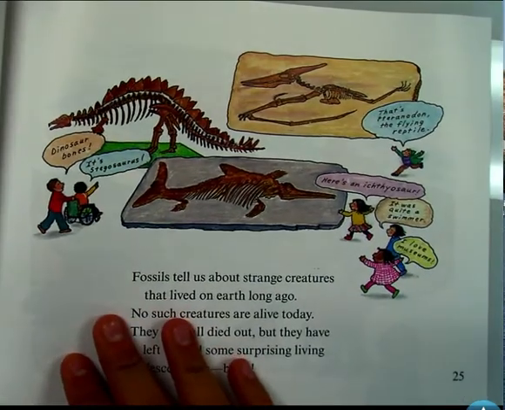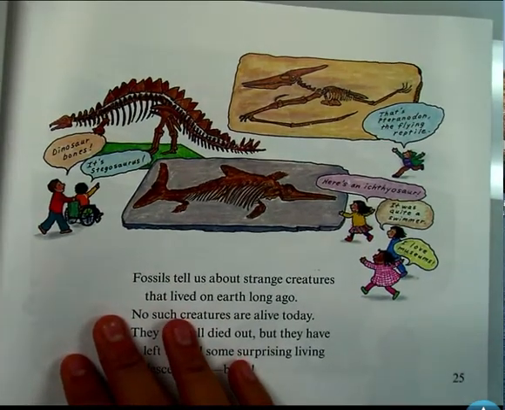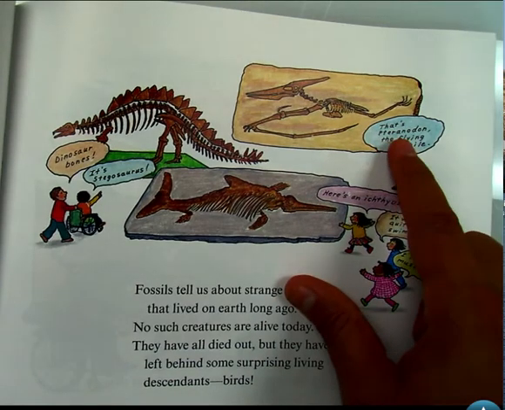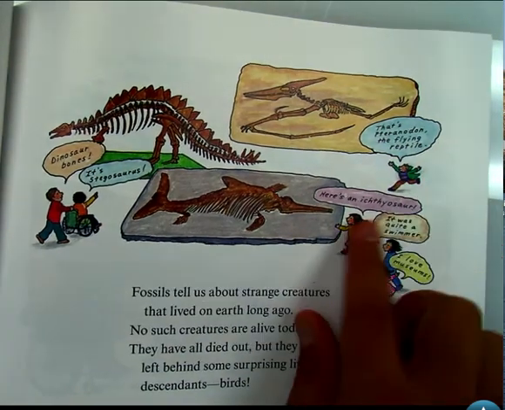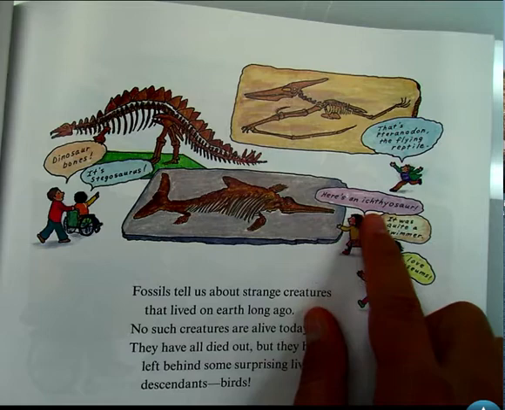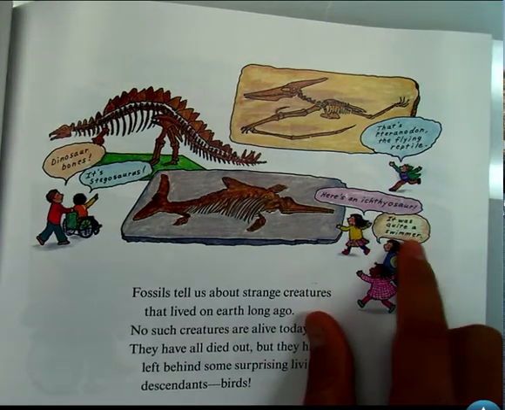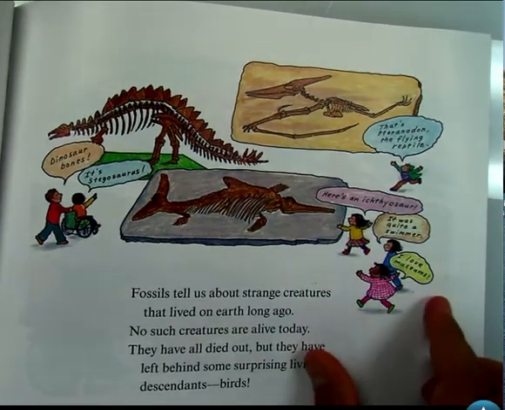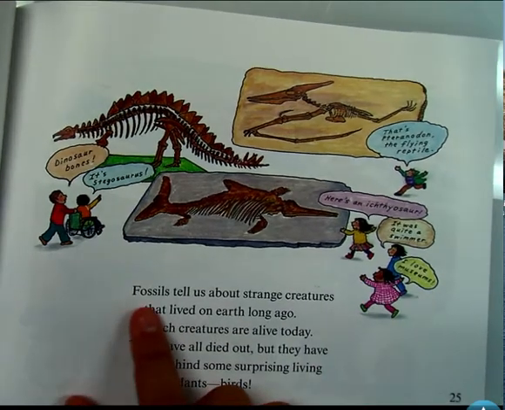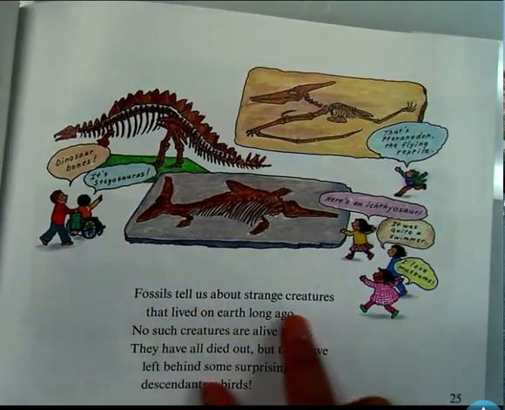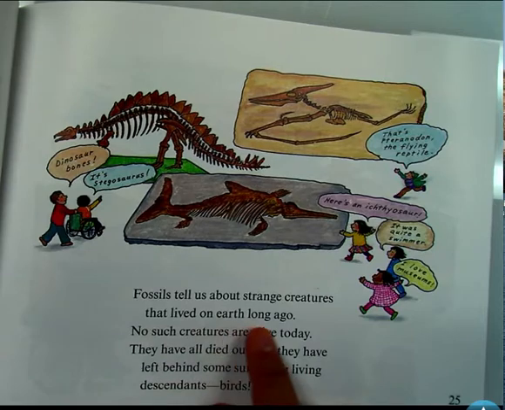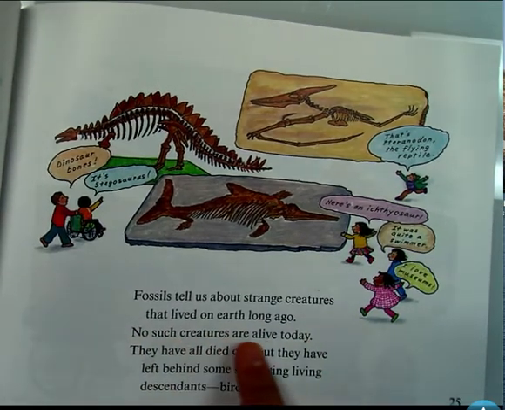Dinosaur bones! It's Stegosaurus. That's Pterodon, the flying reptile. Here's Ichthyosaur. It was quite a swimmer. I love museums. Fossils tell us about strange creatures that lived on Earth long ago. No such creatures are alive today.